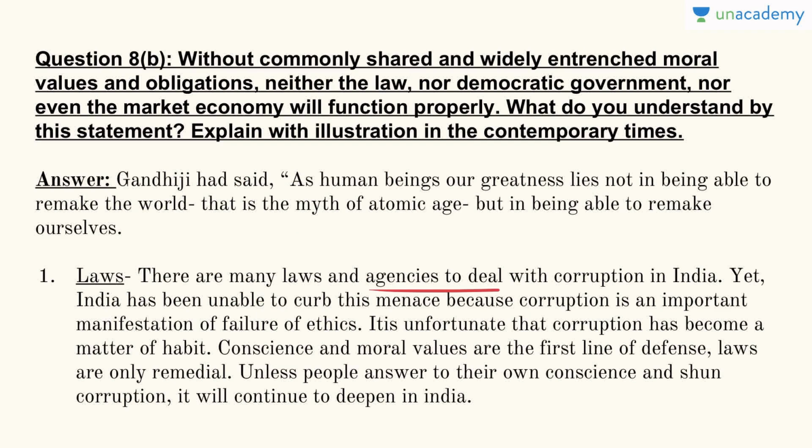There are many laws and agencies to deal with corruption in India, yet India has been unable to curb this menace, because corruption is a very important manifestation of failure of ethics. No matter how many laws you make, if everyone is corrupt, everyone will be corrupt. And it is very unfortunate that corruption has become a matter of habit. Conscience and moral values are the first line of defense, and laws are only remedial in nature. So unless people answer to their own conscience and shun corruption, it will continue to deepen in India.